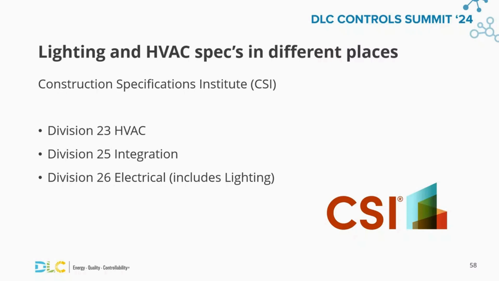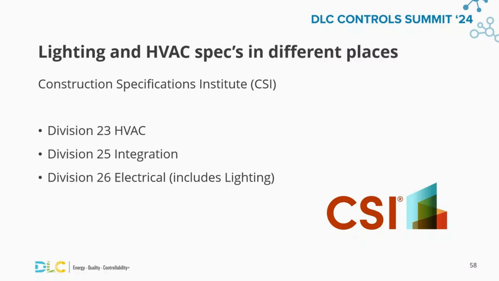Our next challenge is again how things are described. The Construction Specifications Institute, or CSI, is a nonprofit dedicated to improving the communication of construction information to improve project delivery processes. They develop and maintain a standardized outline so that construction specifications can all be organized with the same general headings.